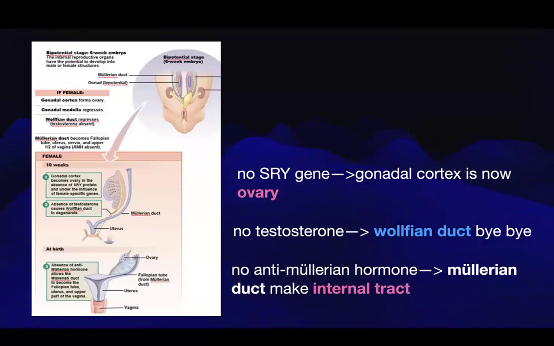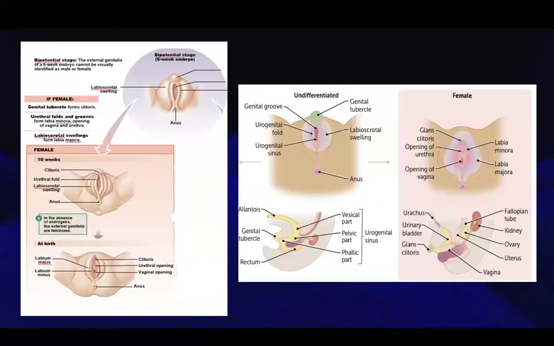The Wolffian duct is responsible for the male genitalia and the male internal genitalia. So that will ensure you only have the parts that you need. Finally, the lack of anti-Müllerian hormone will lead to the Müllerian duct becoming the internal tract. So this slide from the lecture is just a repeat of what we have spoken about before.